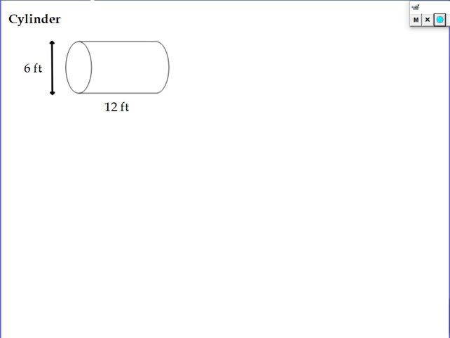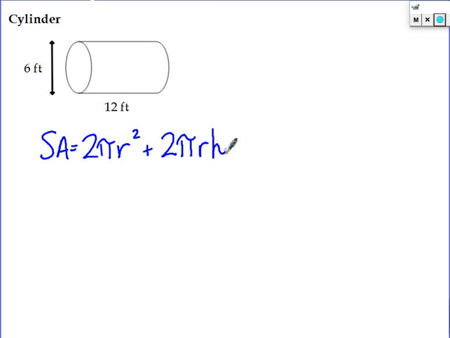So my first one, it says it's a cylinder. Okay, so if I'm looking at my surface area formula, which again, you'll be given these, you don't have to memorize them. Surface area is 2 pi r squared plus 2 pi r h. So in my cylinder, I can see my diameter is 6. That means my radius is going to be half as big, so my radius is going to be 3. And my height is going to be 12.